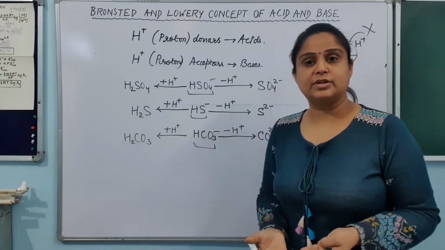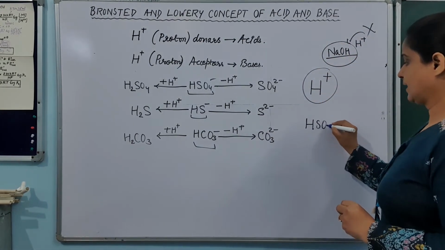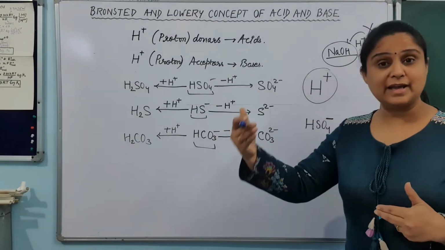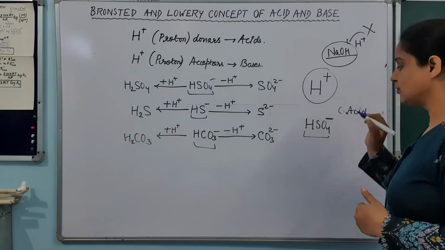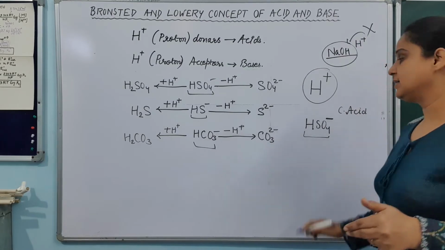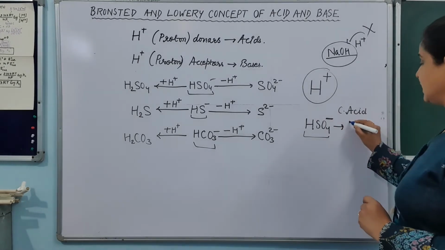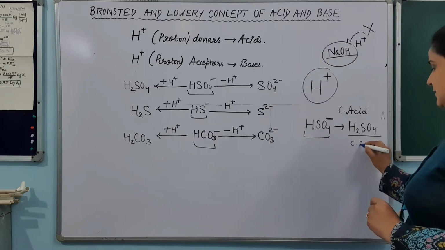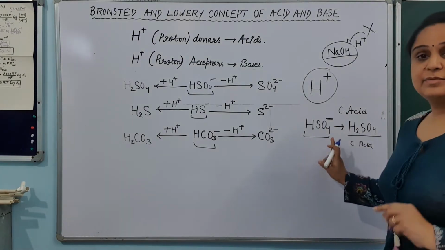Okay, so you don't need to bother about anything else. If I am asking you to write down the conjugate acid of HSO4 minus, just imagine that I have to make an acid, so I need H plus in it, so I will just add H plus ion. So what will be the conjugate acid of HSO4 minus? H2SO4 is the conjugate acid of HSO4 minus, because they differ from each other by an H plus ion.